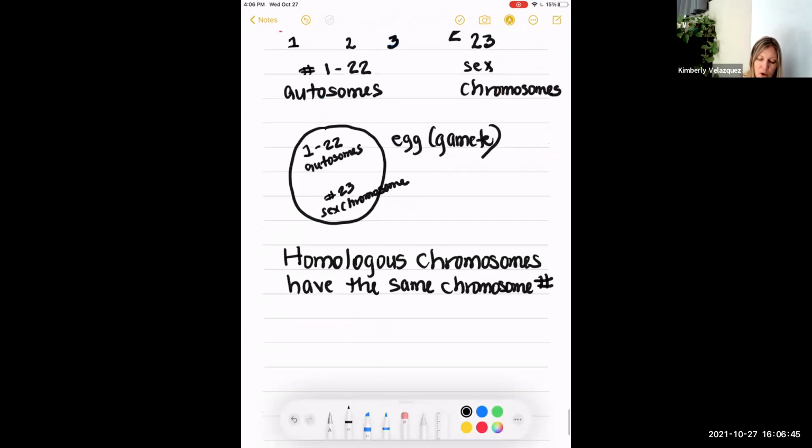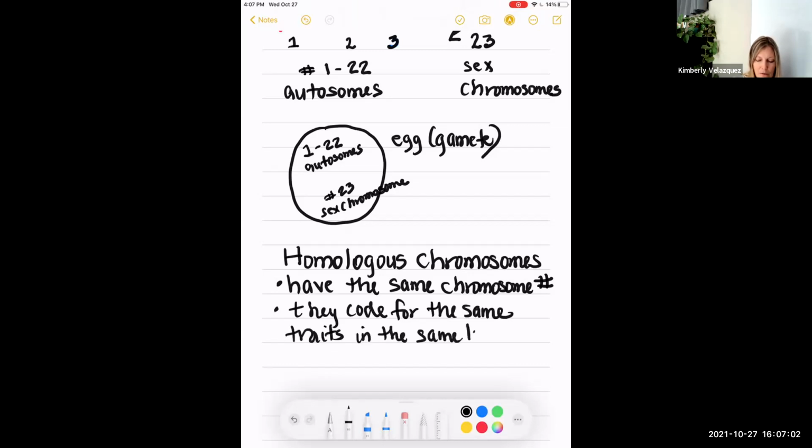And the reason they have the same chromosome number is they code for the same traits in the exact same locations. Every human on Earth, if there's a specific gene, it's in the same place on the same chromosome. So if it's the gene that codes for a lactase enzyme, every single one of us has that gene on the same chromosome in the same location.